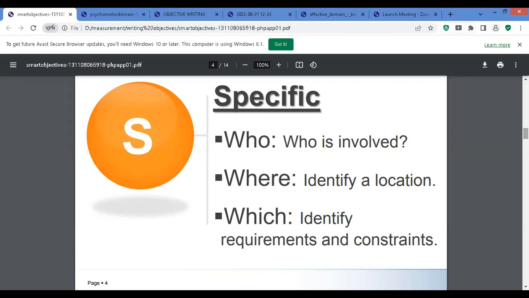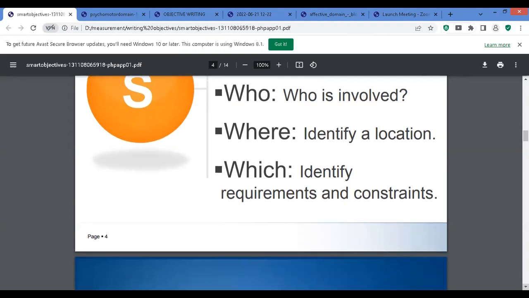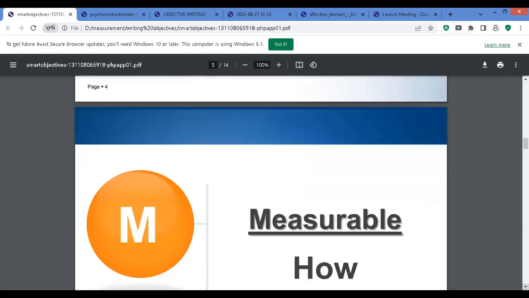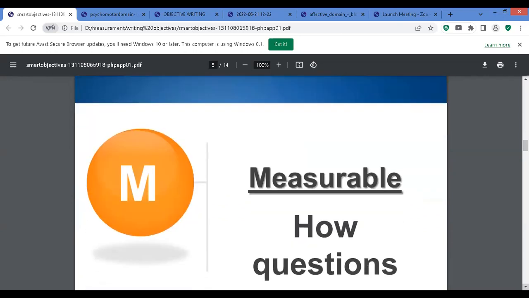Which identify requirements and constraints. So what are the requirements of this? How broad is it, what limit is there? If the students are learning to count, up to which level are they learning to count? If they are going to learn division, what type of things are they going to divide? Are they going to divide 2-digit numbers, 3-digit numbers, 4-digit numbers, like that?